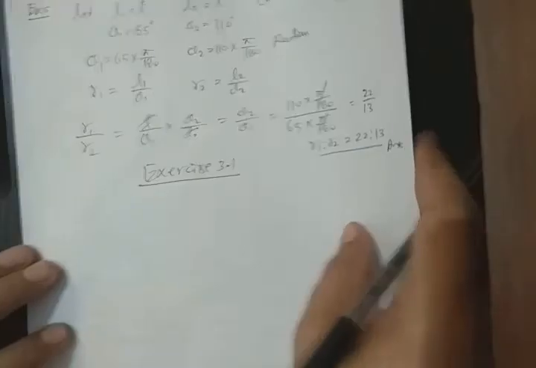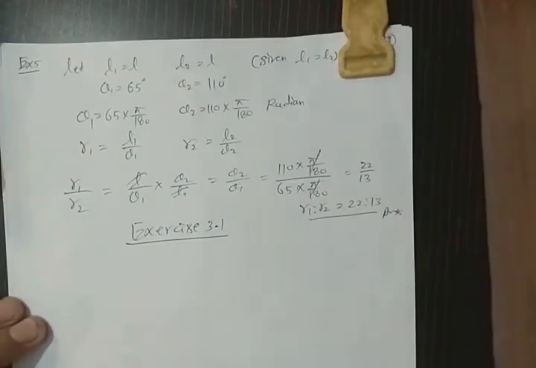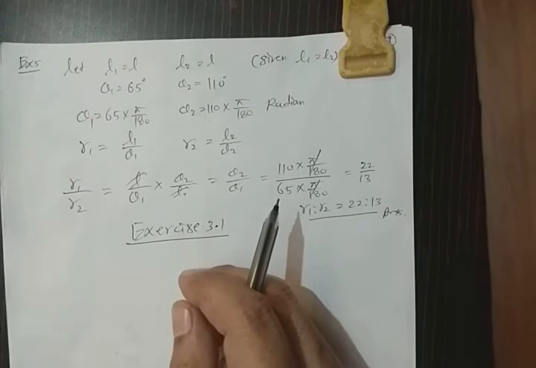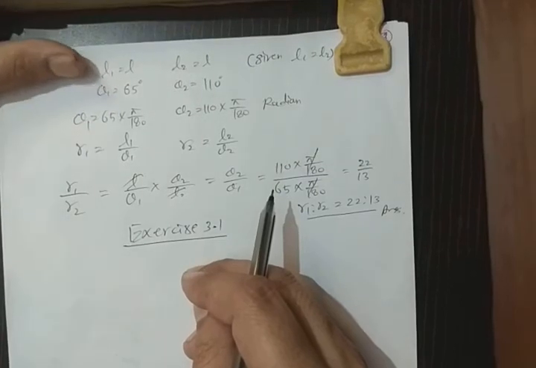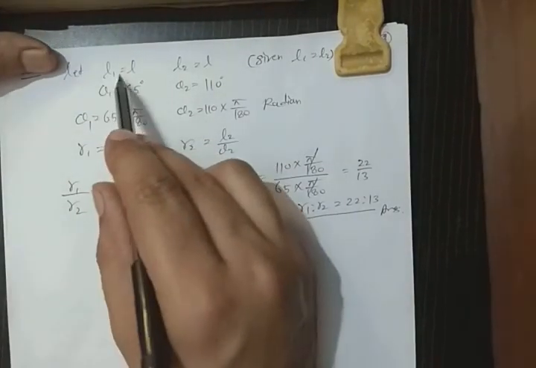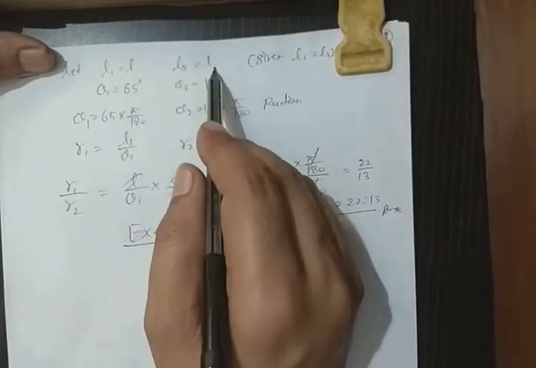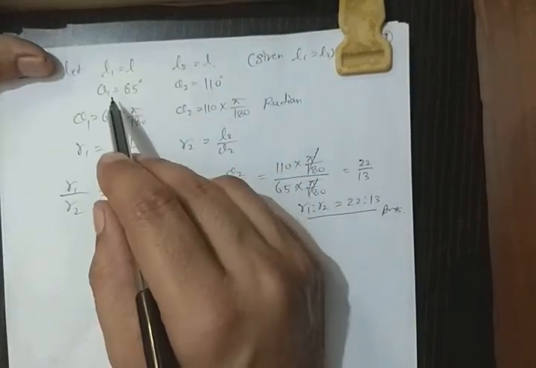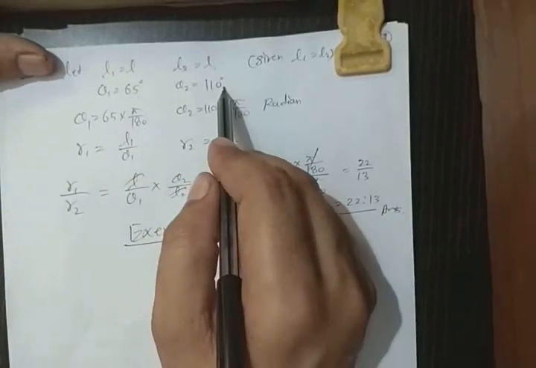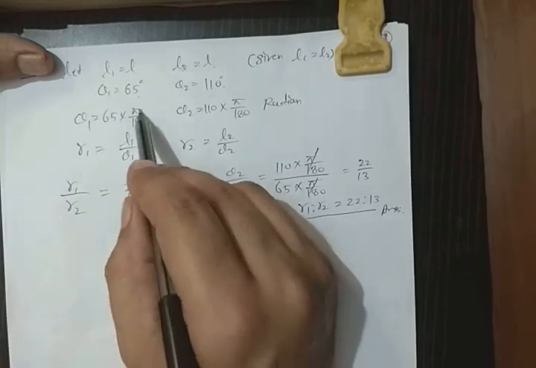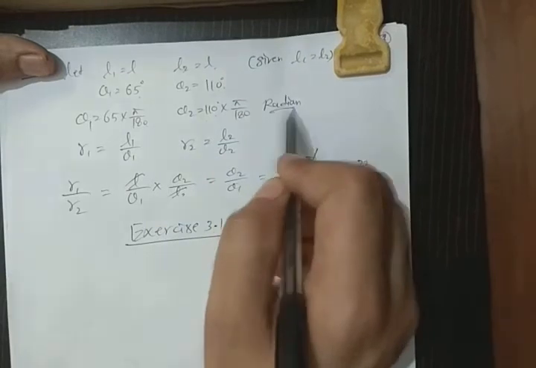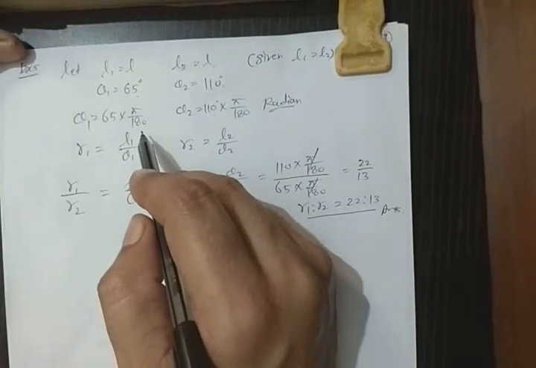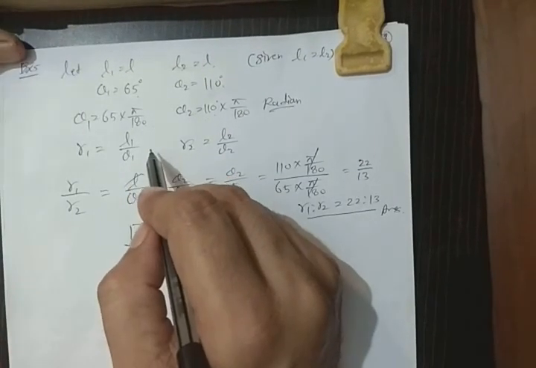Example 5. If arcs of the same length in two circles, same length of arc, so let L1 is equal to L and L2 is equal to L, same length of arc is given, and theta subtends angles 65 degrees and 110 degrees. So convert into radians, 65 into pi upon 180 and 110 into pi upon 180, these are in radians. At the center, find the ratio of their radii.